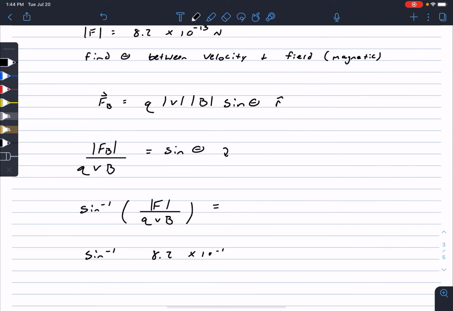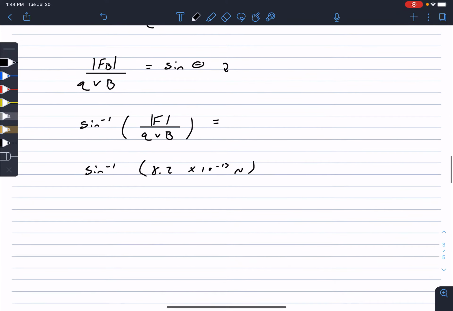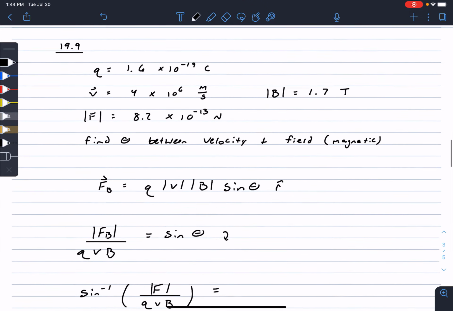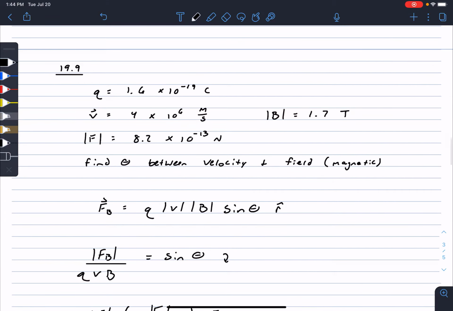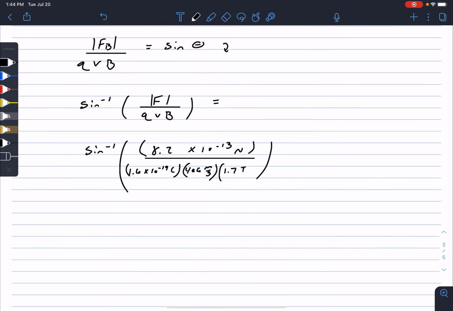Let's write everything out again so we know what we're doing. 8.2 times 10 to the negative 13 newtons over 1.6 times 10 to the negative 19 coulombs times 4 times 10 to the 6 meters per second times 1.7 Tesla. These are all in standard SI units, so we should be good. And this is going to give us a value of 48.91 degrees.